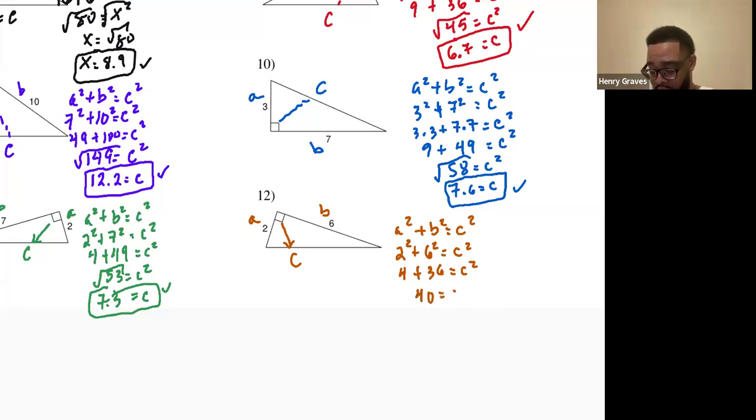So the square root of 40 is going to be definitely more than 6. Yeah, 6.3. 6.3 is the square root of this thing. So that's how you find the hypotenuse, right? The longest side is the C, the hypotenuse.